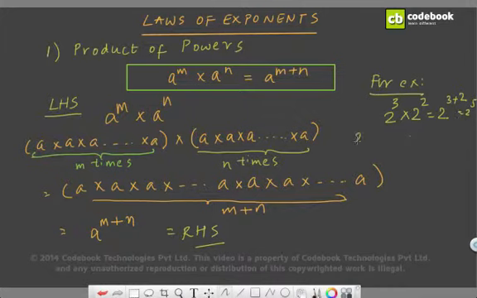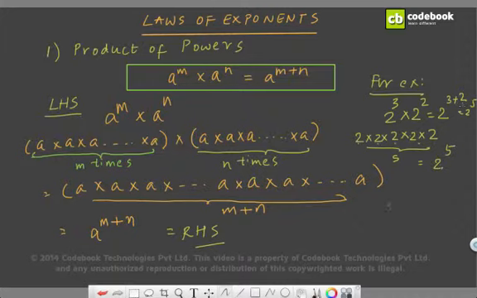We can verify this. 2 raised power 3 is 2 multiplied 3 times, and 2 raised power 2 is multiplied 2 times. Here 1, 2, 3, 4 and 5. There are 5 2's in this expression, which is nothing but 2 raised power 5.